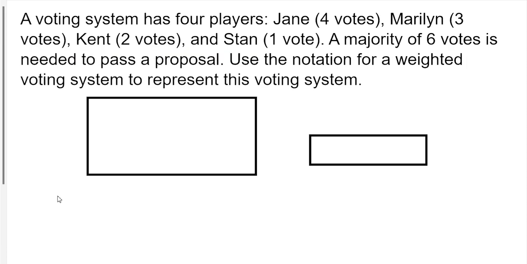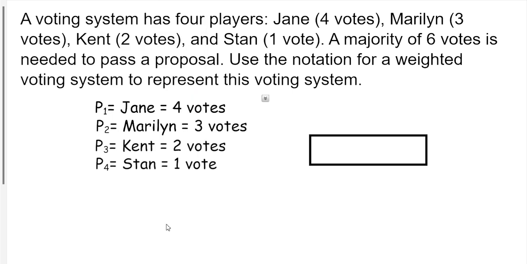Now, an example: a voting system has 4 players. Jane has 4 votes, Marilyn has 3, Ken has 2, and Stan has 1. A majority of 6 votes is needed to pass a proposal. Use notation to represent the voting system. The information we have here is Jane has 4 votes, so she'll be player 1, that's the most. Player 2 is Marilyn, because she's got 3 votes, and so on. Ken with 2, Stan with 1.